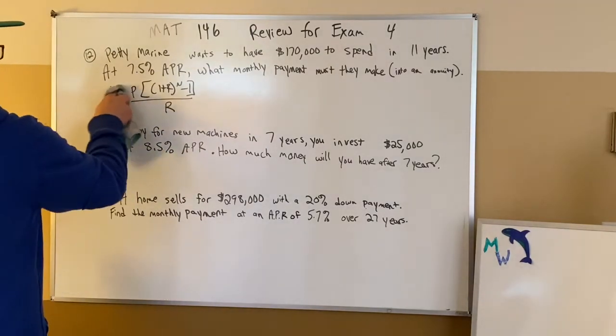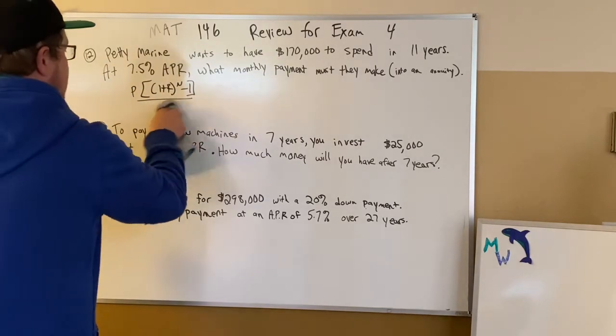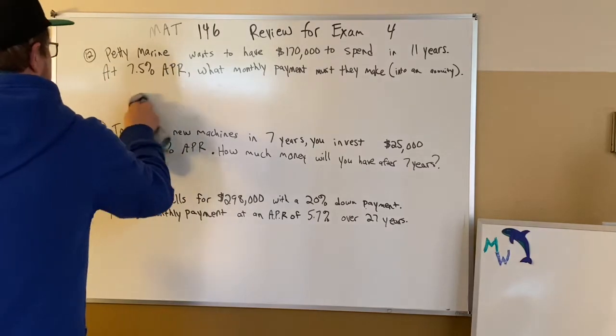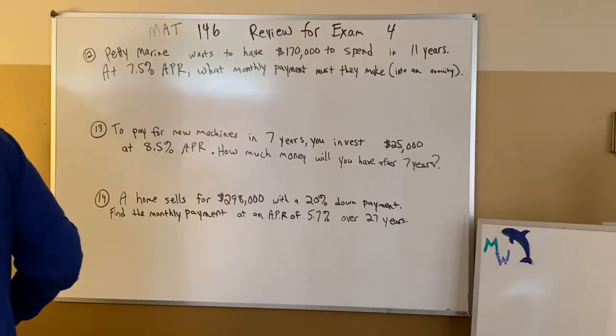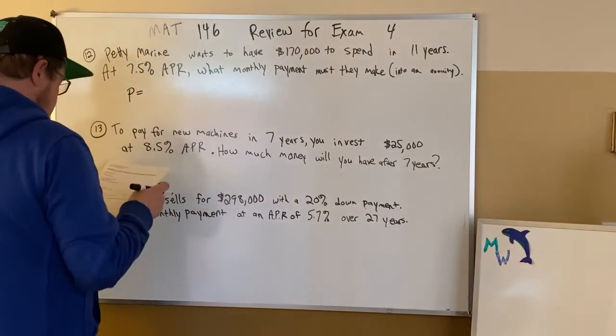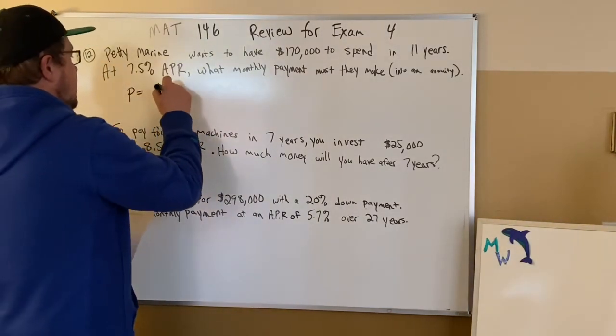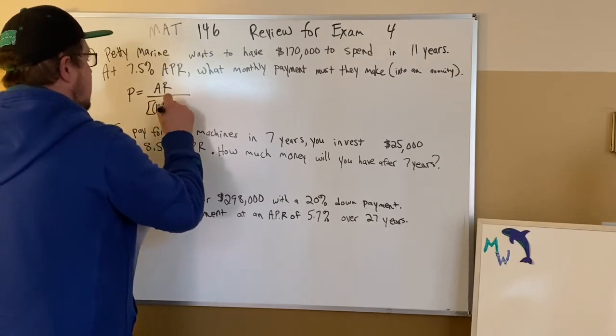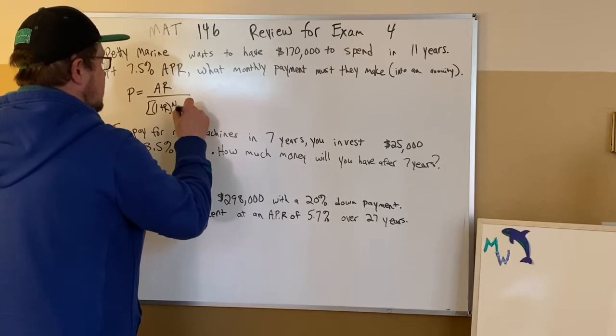It is an annuity. We divide both sides in such a way to isolate the payment. Now, we don't have to do that division. We're going to go with the annuity payment concept, where the payment is equal to A times R over the square bracket of 1 plus R to the N, and then minus 1.